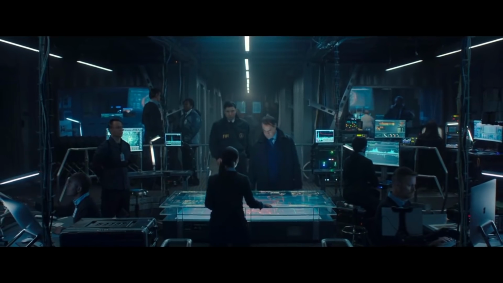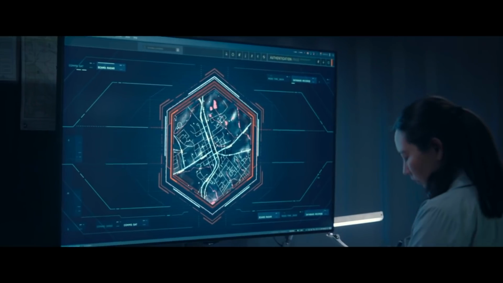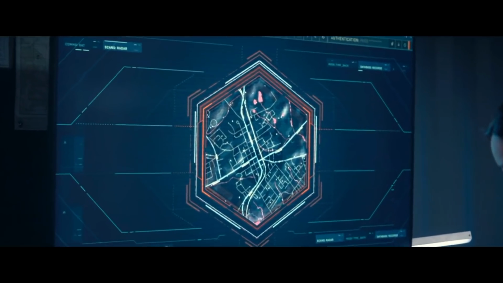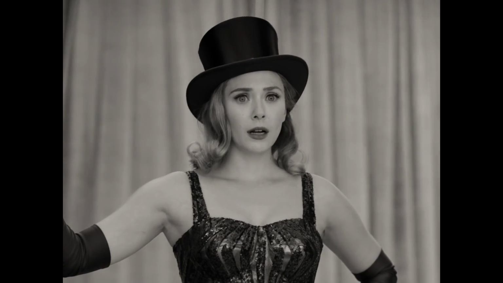Then episode 4 shows us that the field around Westview is also hexagon shaped, meaning this reality is contained within a hexagon, just like the show itself is bookended by hexagons in the credits. So, what does this mean?